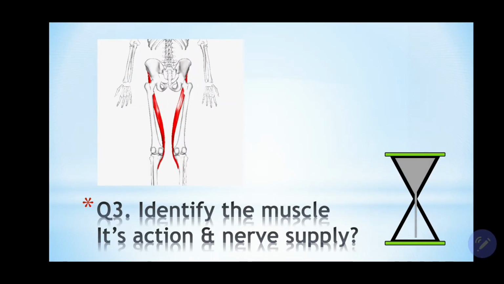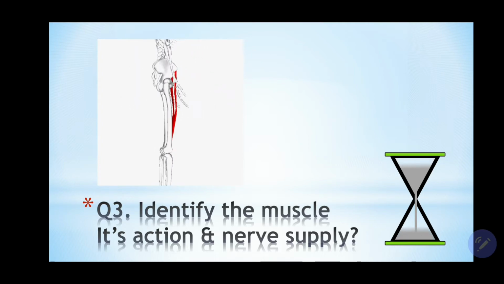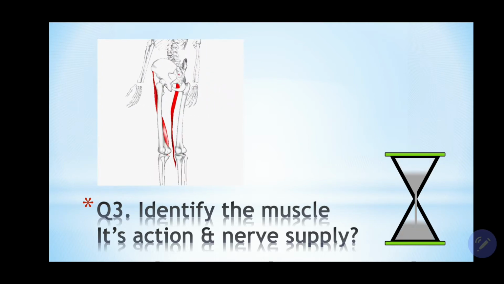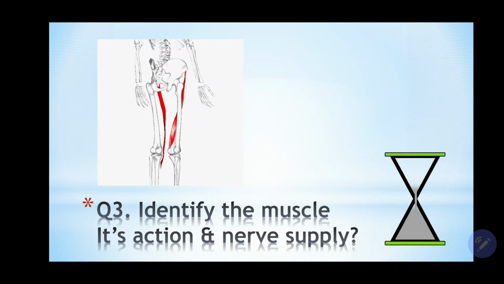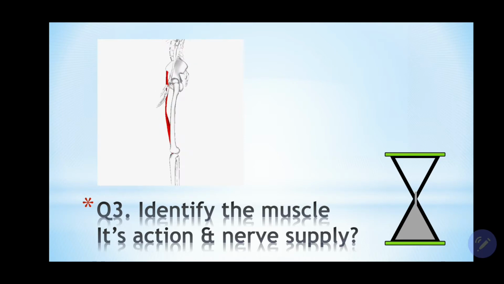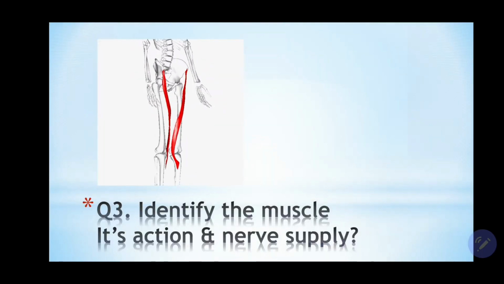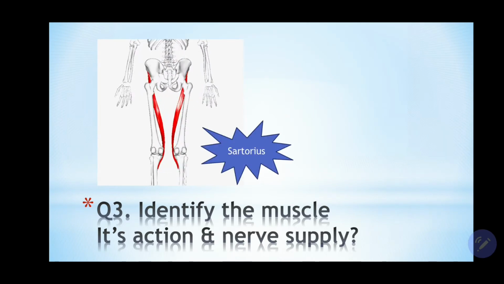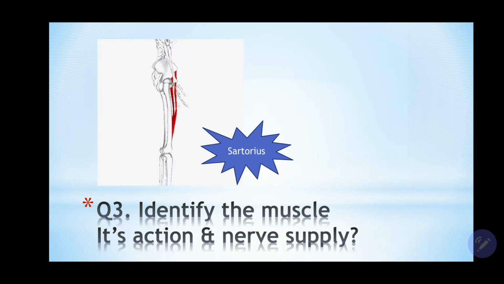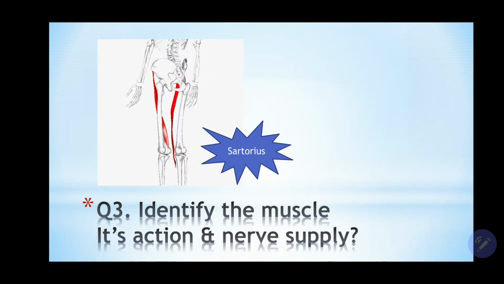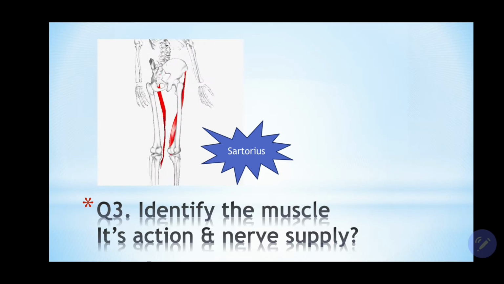Identify the muscle, its location, action, and nerve supply. Okay, you must have got to know this muscle, which has a very important peculiar point: this is the longest muscle of the human body, and this muscle is Sartorius.